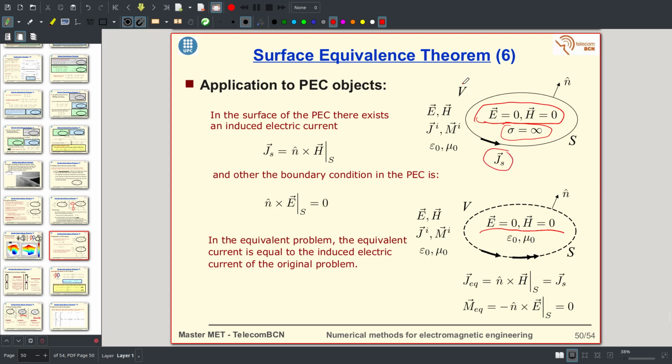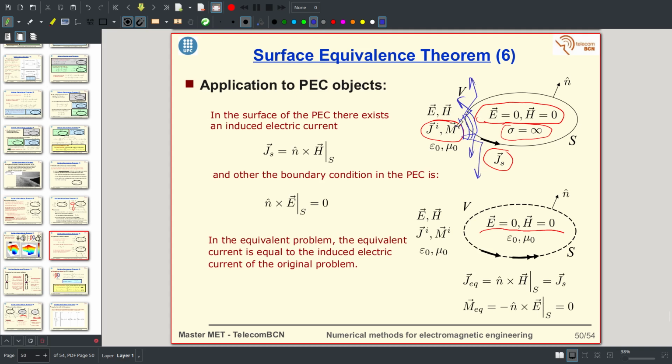You know that we have an incident field. The impressed currents exist in this case only outside the object, in volume V, because inside the object, if it is perfectly conducting, we cannot have sources inside. So in this case, the sources exist only outside. They radiate some field. We know that the radiation of the impressed currents in free space is the incident field, and this field is reflected or diffracted by the metallic object.